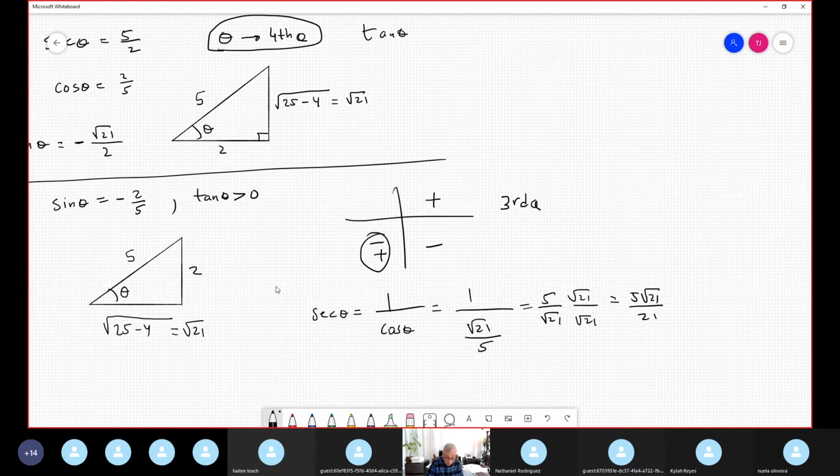And is the answer positive or negative? It's negative. You need to find secant, no? Secant. Yes, so it's negative. The answer is negative. So you determine the value, nice, but you adjust the sign. Then you put it here: secant theta is minus 5 radical 21 divided by 21. Okay?